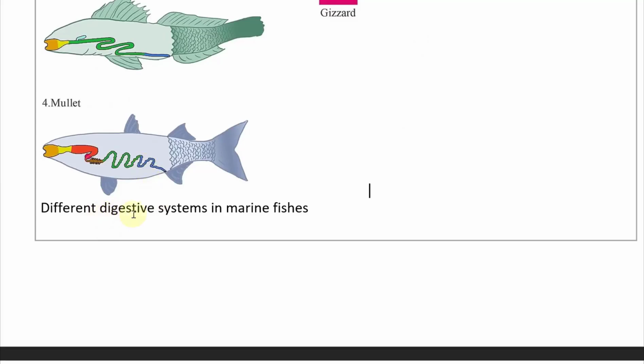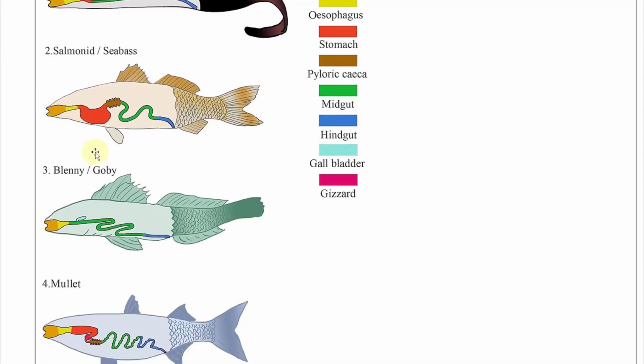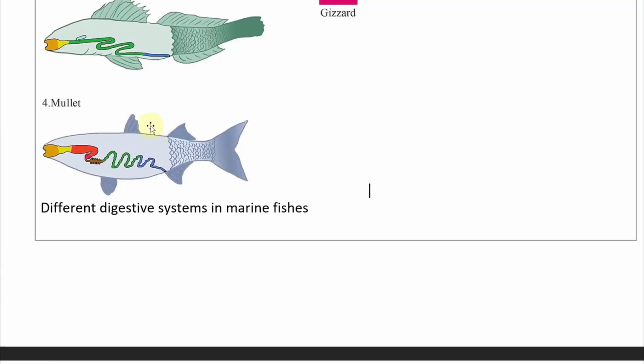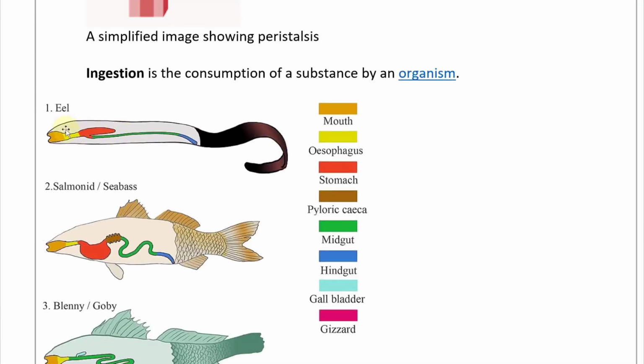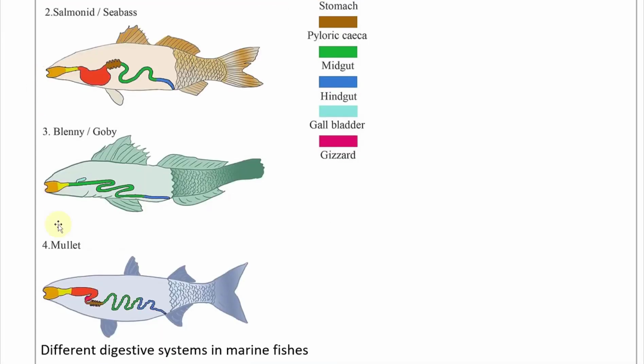This shows different digestive systems in marine fishes. We have an eel here, and notice how they all have just a big, long tube that goes from the mouth to the anus. In this brown area, that's the mouth. Then you have the esophagus, or the food pipe. It goes down, and there's a yellow part on all of them.